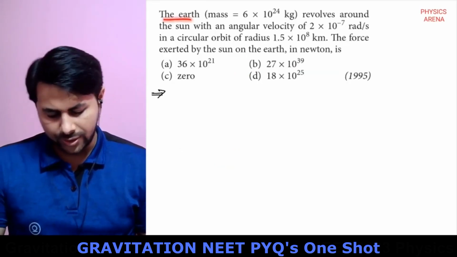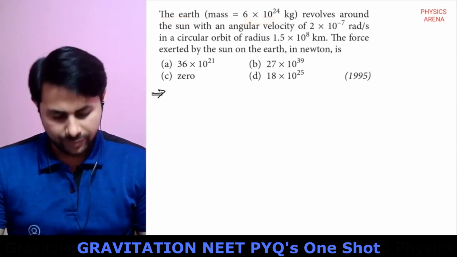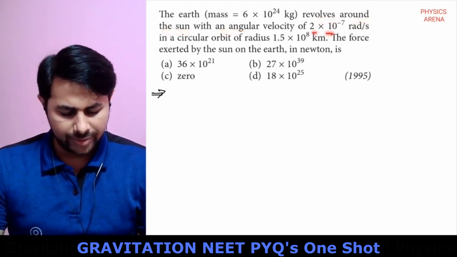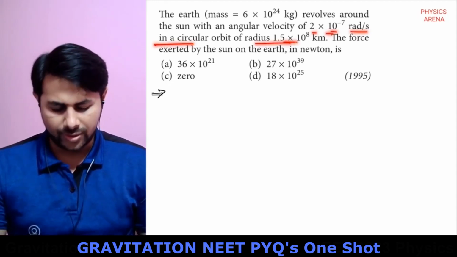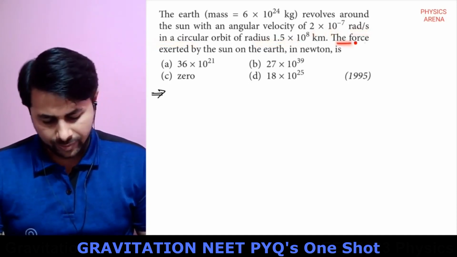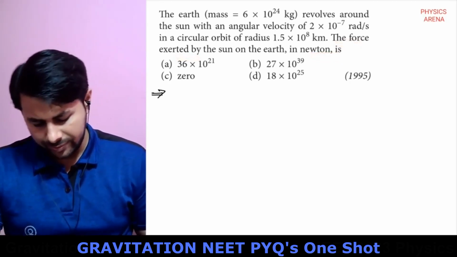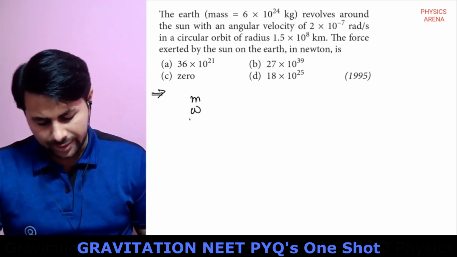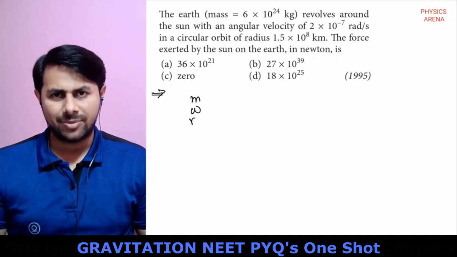Let us see the next question. The Earth, mass 6 multiplied by 10 raised to 24 kg, revolves around the Sun with an angular velocity of 2 multiplied by 10 raised to minus 7 radians per second in a circular orbit of radius 1.5 multiplied by 10 raised to 8 kilometers. The force exerted by the Sun on the Earth in Newton is? What is given? Mass, angular velocity, and radius are given. So gravitational force provides the centripetal force.